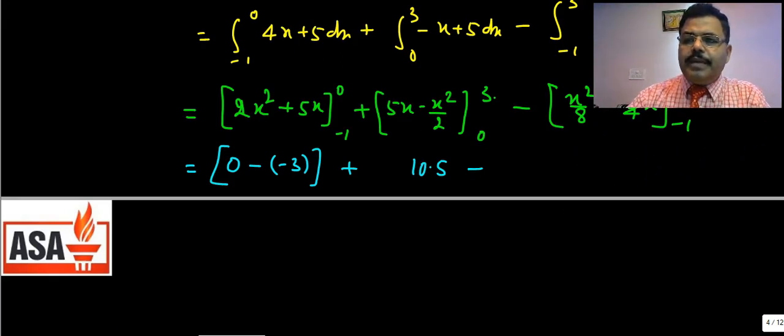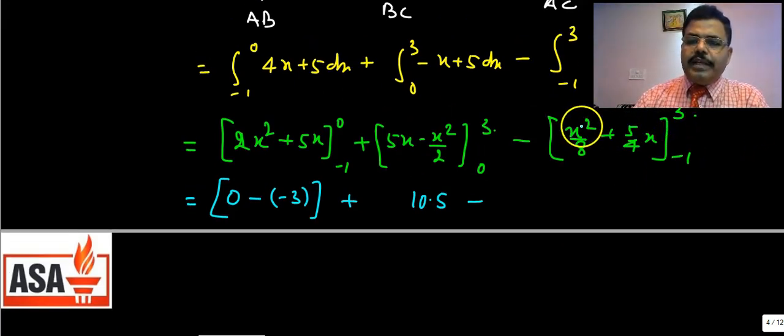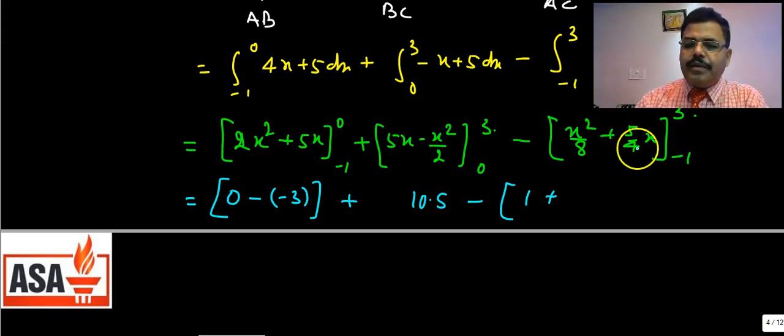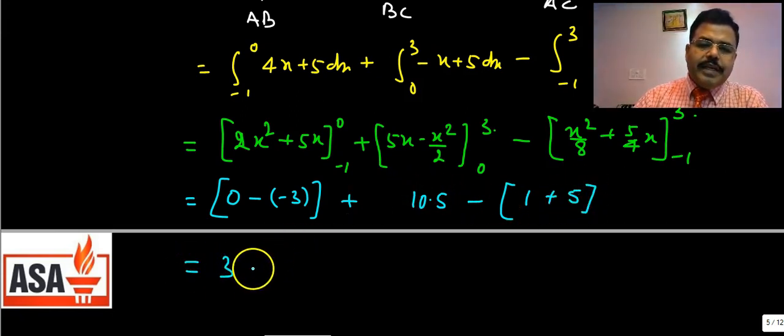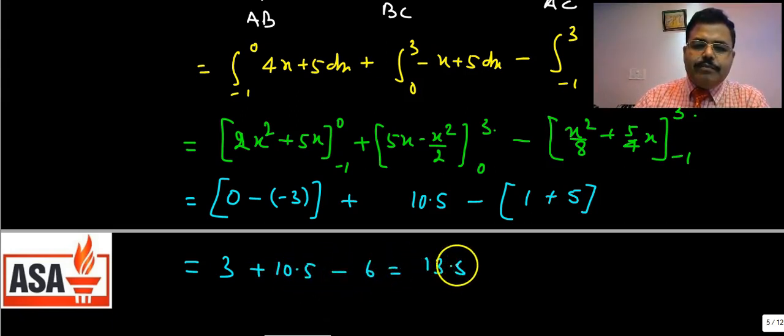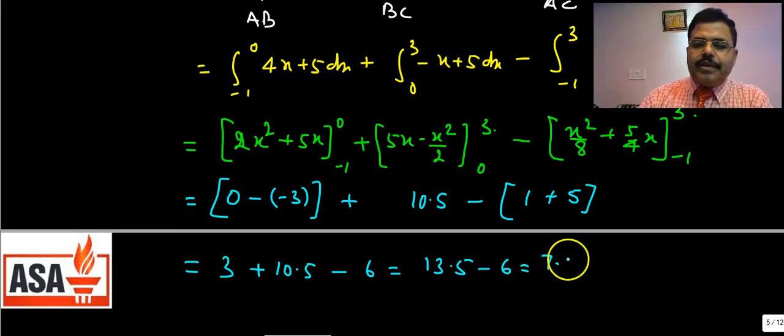Minus, what will happen next? If I put 3, 3 square is 9 by 8, and put minus 1, then 1 by 8. So 9 by 8 minus 1 by 8, that is 8 by 8, that is 1. Plus 5 times 3 is 15 by 4, minus 5 by 4. Minus of minus 5 by 4 is plus 5 by 4. So 15 by 4 plus 5 by 4 is 20 by 4, that is 5. So all these things will come here: 3 plus 10.5 minus 6, that is 13.5 minus 6, which is 7.5.